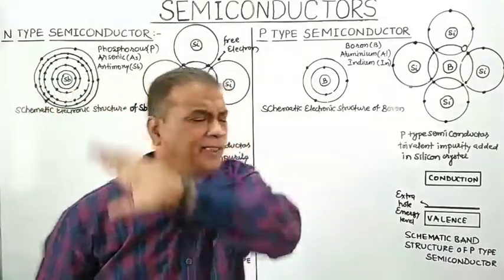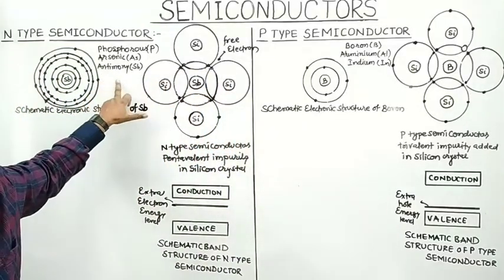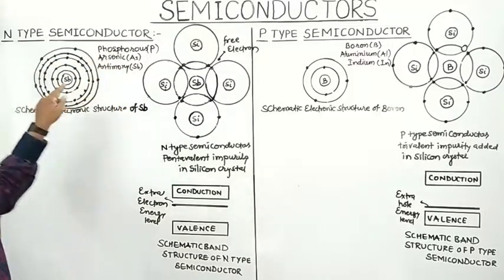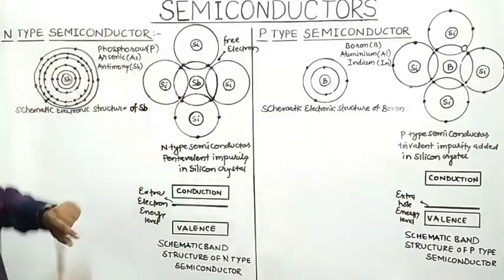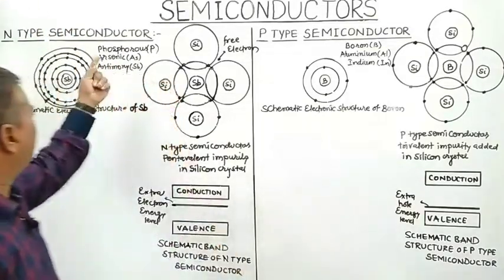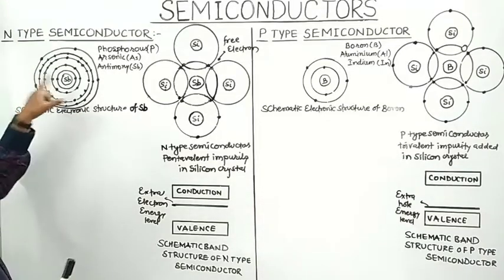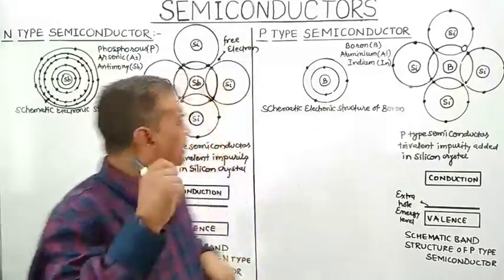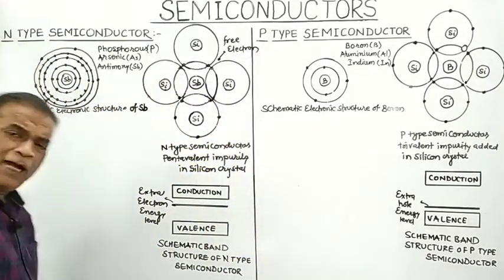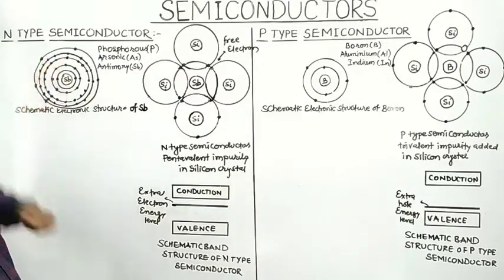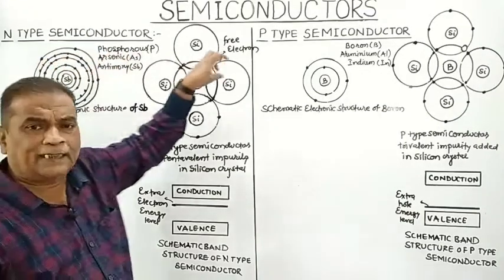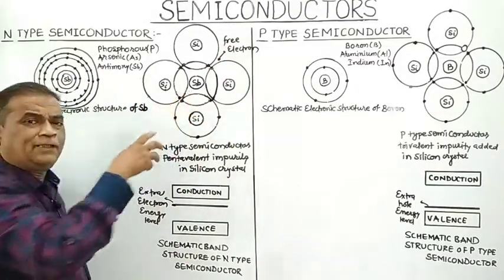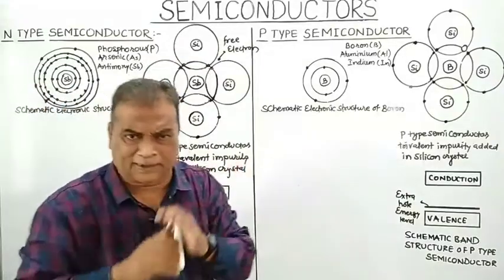Remember, as far as antimony is concerned, what is the atomic number of antimony? 51. Then the schematic electronic structure of antimony will be like this: 2, 8, 18, 18, and in the last orbit only 5 electrons are left, which means the valency of antimony is 5. Valency of antimony is 5. And when this pentavalent impurity atom, that is the antimony atom, is added as an impurity to a pure silicon crystal, then the atom of antimony will acquire the position of one of the silicon atoms.